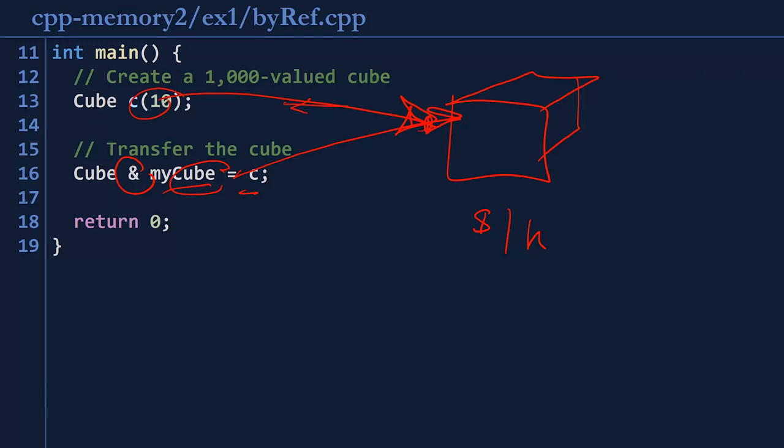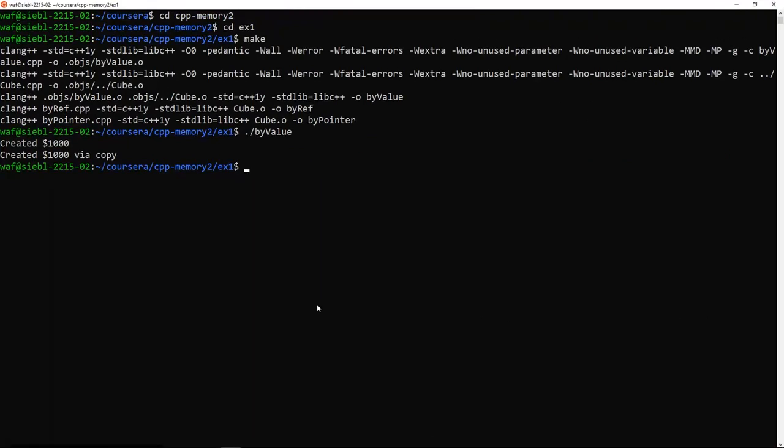So because we're simply creating an alias of existing memory and not creating any new memory, we expect for the cube to be constructed exactly once and nothing else to happen when we run the by reference program. Let's see if that happens. I've already compiled this code, so I can just go ahead and run /by reference. And by reference creates a single cube worth $1,000. Awesome. So this gets to what we want.